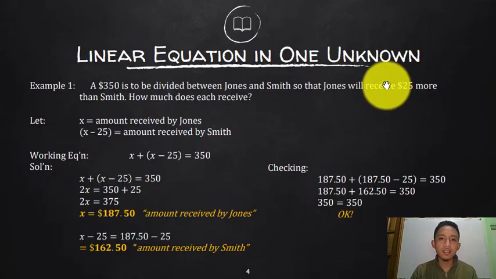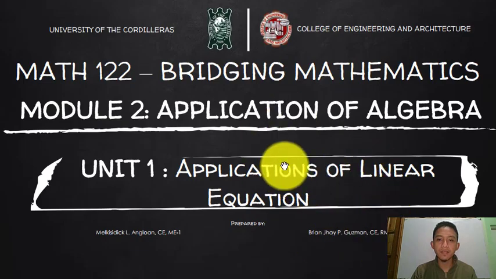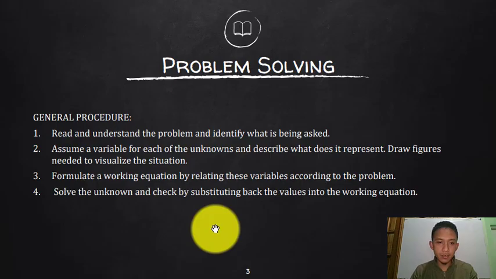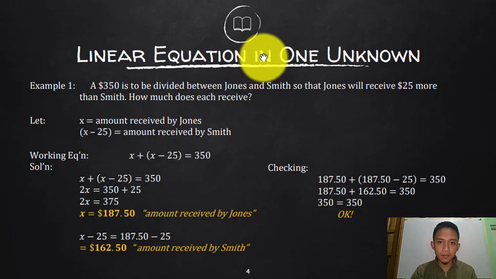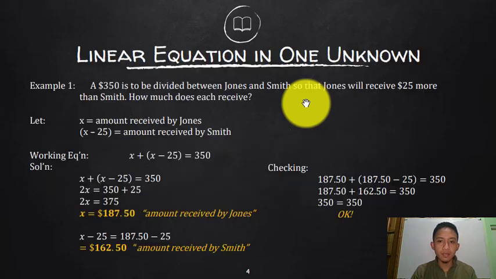So let's start with linear equation. That is your unit 1, linear equation. The first or common type of linear equation is a linear equation with one unknown. If you say one unknown, you will end up with an equation that has only one variable.